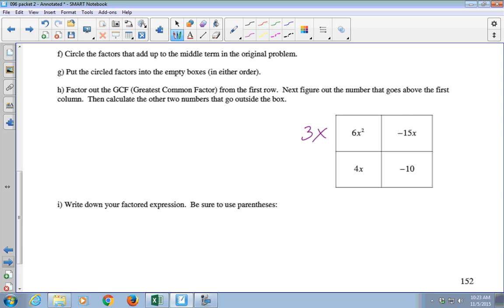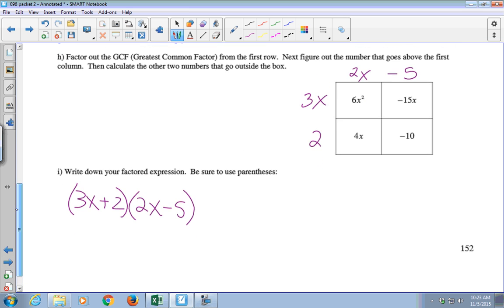And then I have to ask myself, what should I multiply 3x by to make 6x squared? 2x. What should I multiply 3x by to make negative 15x? Negative 5. And what should I multiply 2x by to make 4x? 2. So my factored expression is 3x plus 2 times 2x minus 5. Okay?